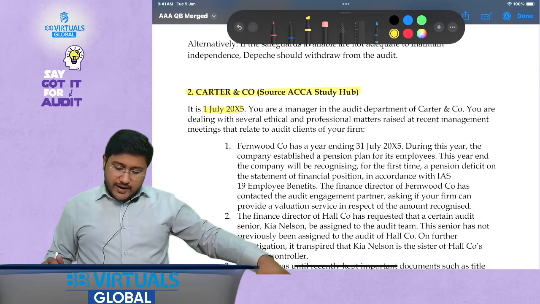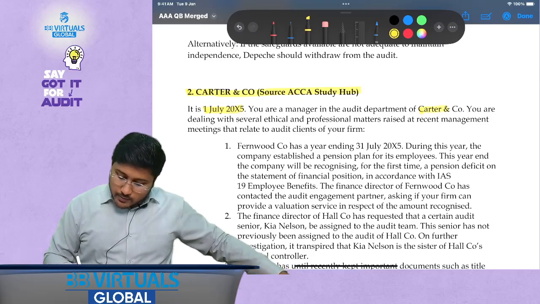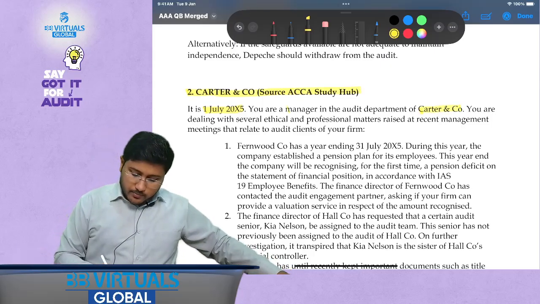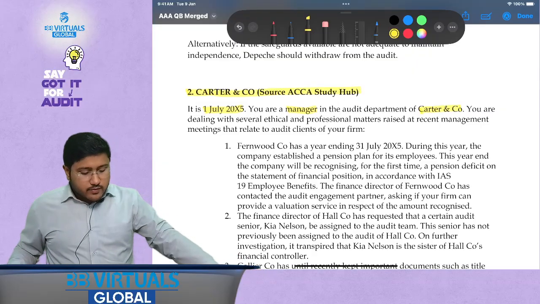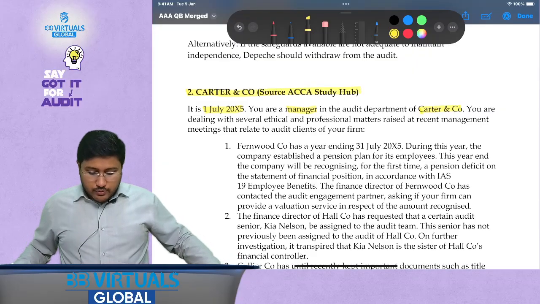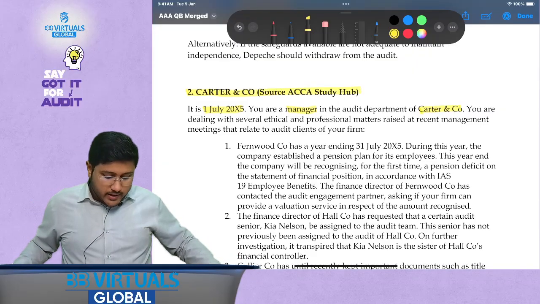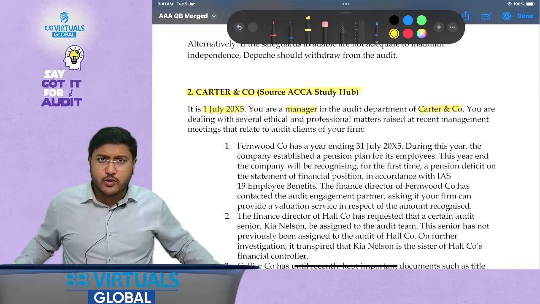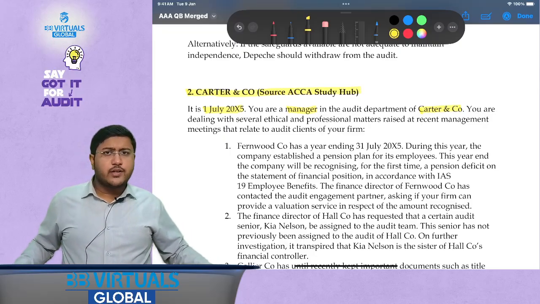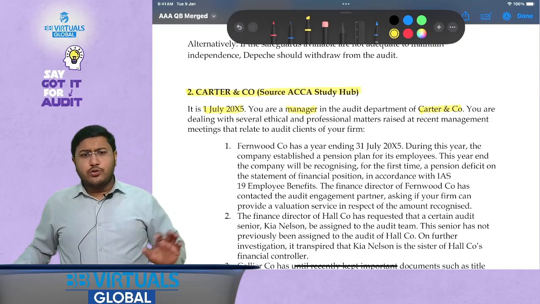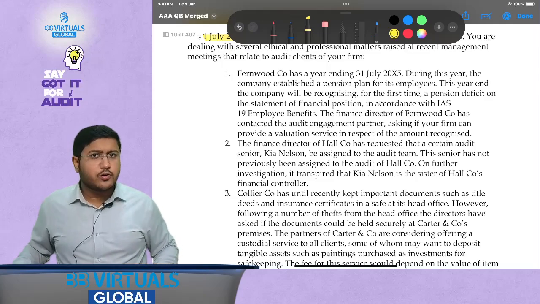You are a manager in the audit department of Carter and Company. So this is the audit firm, and you are a manager. You are dealing with several ethical and professional matters raised at recent management meetings that relate to audit clients of your firm. So you have had several meetings with the management of your clients, and you have noted down certain pointers that we are going to study here.